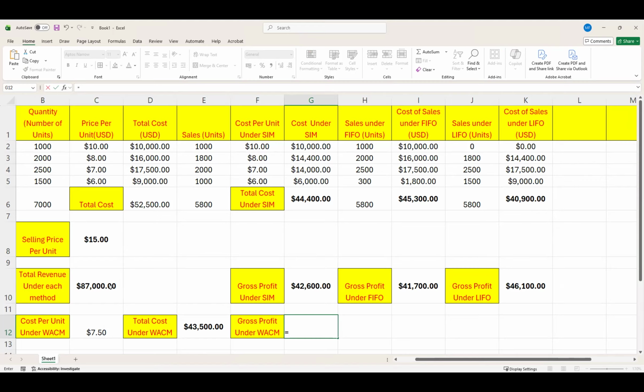Again, correct. C10 is the same minus E12. So this is my gross profit under the weighted average cost method. Okay. Now let's talk about one more number, one more parameter that we have to make sure that we calculate and write the value also correctly. Ending inventory.